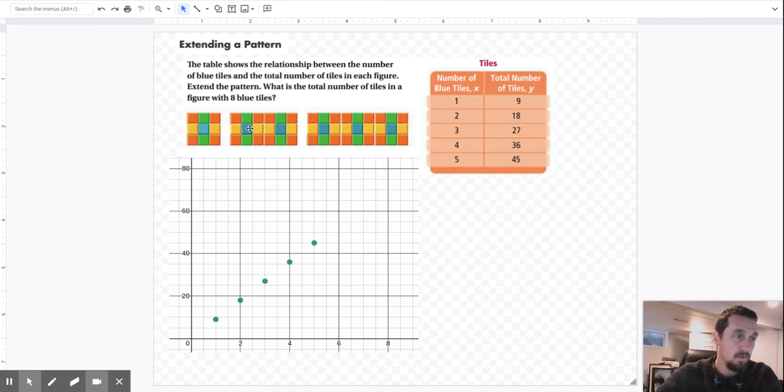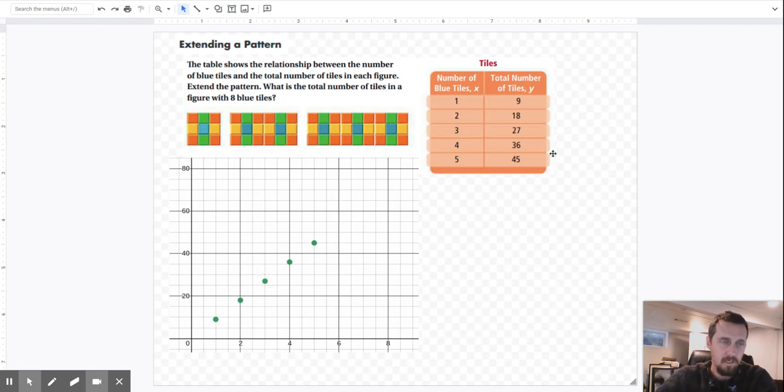And so if you have 2 blue tiles, then you're going to have 18, just like you can see in the table here. 2 blue tiles, 18 total tiles. 3 blue tiles, then that's 9 plus 9 plus 9, 27 total tiles. And every time we add a blue tile, we go up by 9 more.